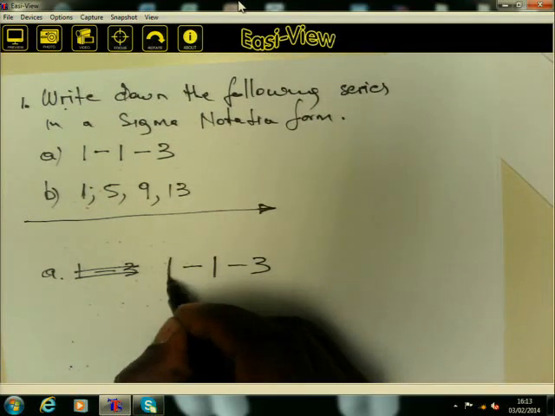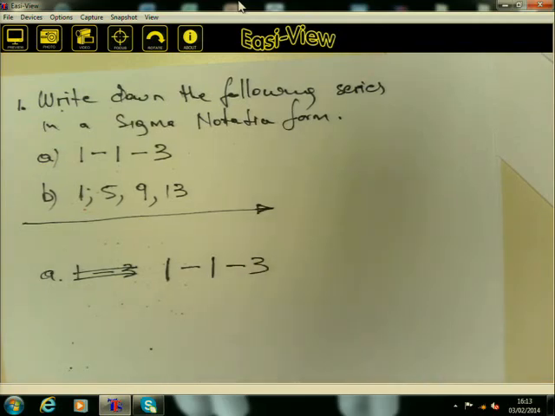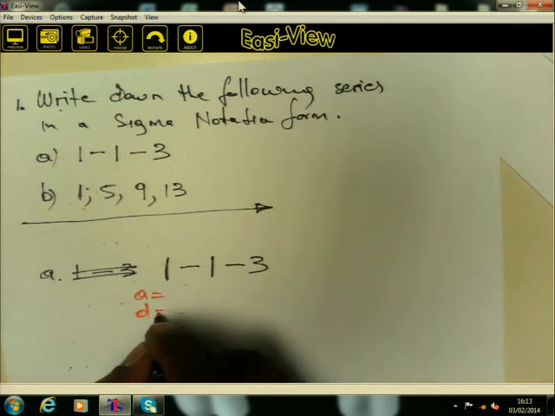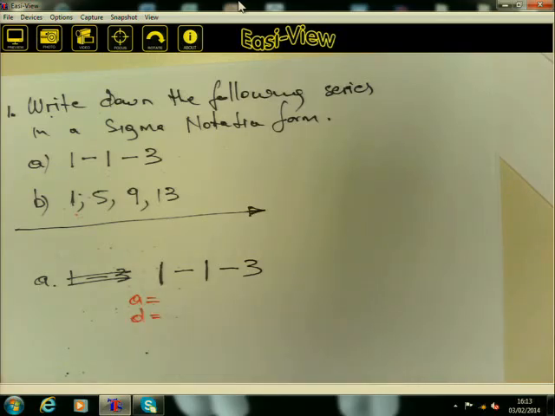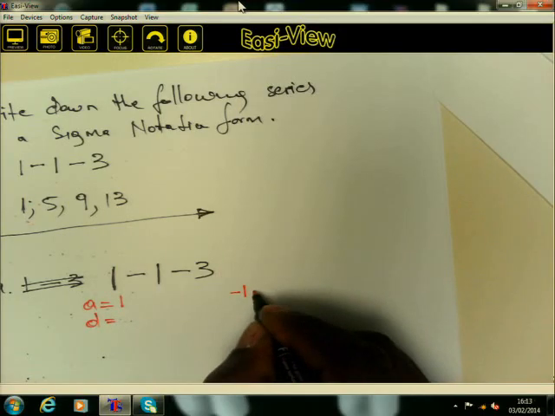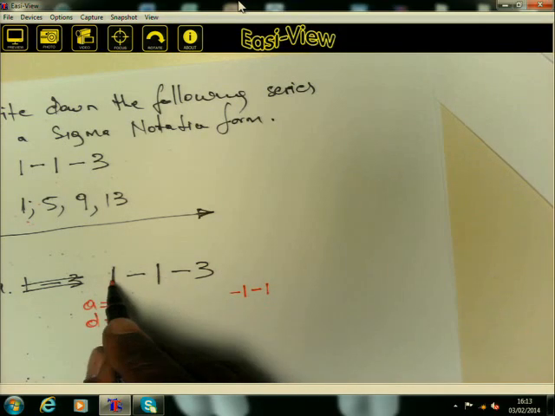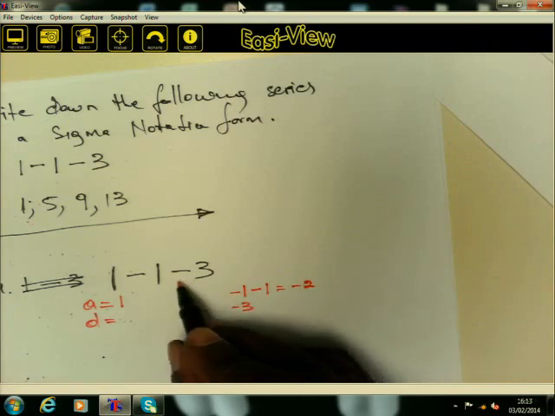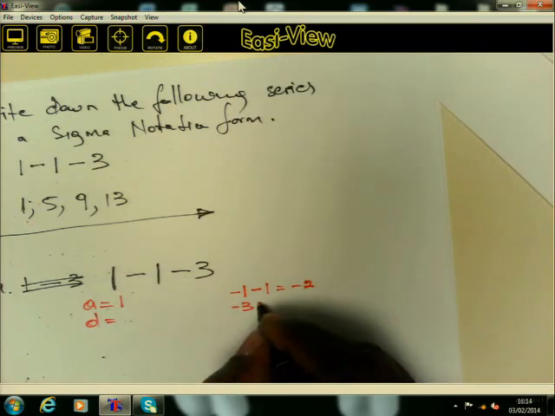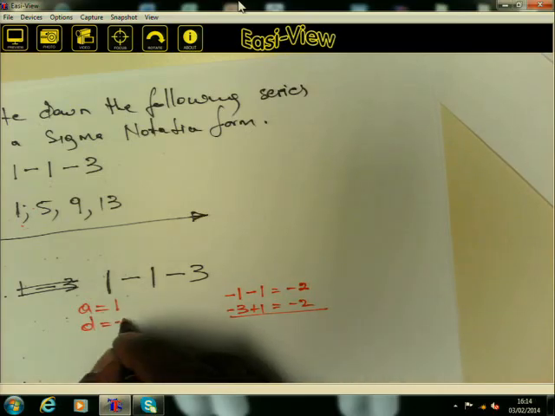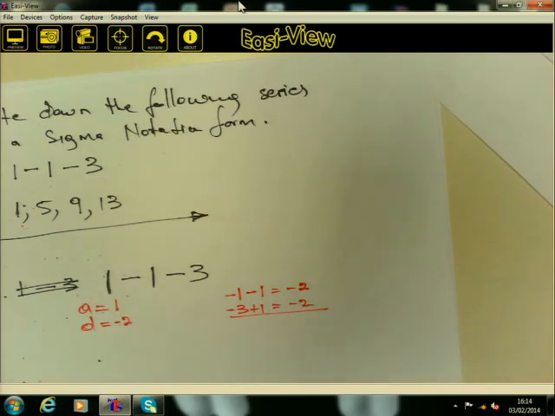So the first thing that we need to do is find our general term. In our general term, we need the value of A and the value for D. So A in this case will be equal to 1. This is the first term. D will be -1, which is the second term minus the first term. This gives us -2. Let's check once more with this one. -3 minus -1 will be -2. So we confirm that our difference is -2.